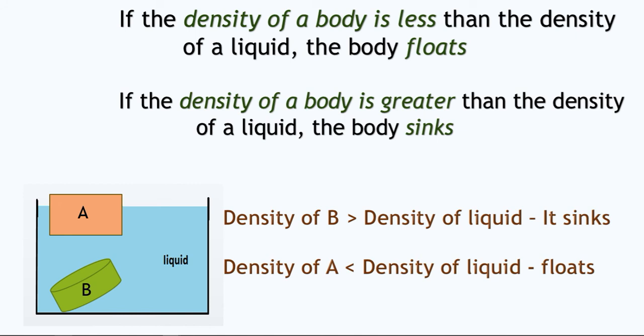In this figure here, body A is floating in the liquid, whereas body B sinks in the liquid. This means that the density of body B is greater than the density of the liquid. That's why it sinks. The density of body A is less than the density of the liquid. That's why it floats.